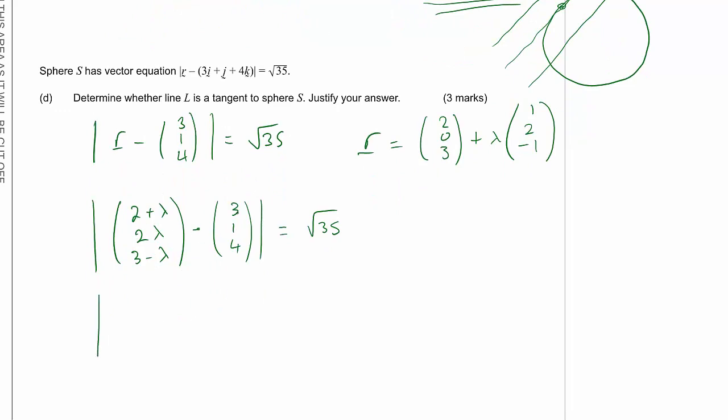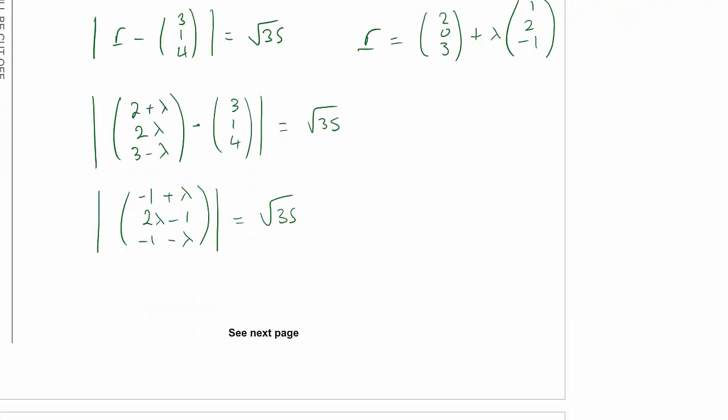So 2 take away 3, negative 1. So we've got (negative 1 plus lambda, 2 lambda take 1, and negative 1 take lambda). That's equal to root 35. And that would give us (negative 1 plus lambda) squared plus (2 lambda take 1) squared plus (negative 1 take lambda) squared is equal to 35. So remember, the modulus would have a square root, so I just squared both sides.